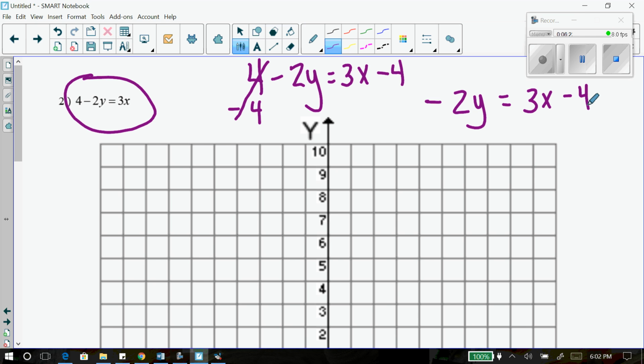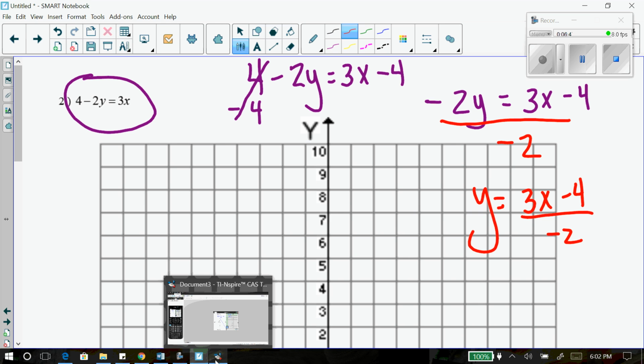Now, if you remember last year, I said you cannot combine an x and a number. That doesn't make sense. So now, divide by negative 2. Y equals 3x minus 4 over negative 2. And last year, I did not make you simplify that. This year, I'm not going to make you simplify that. I'm going to have you put that directly into your calculator.